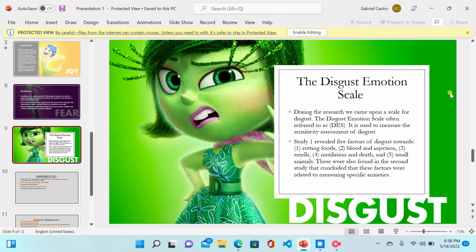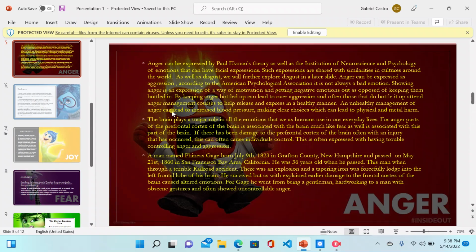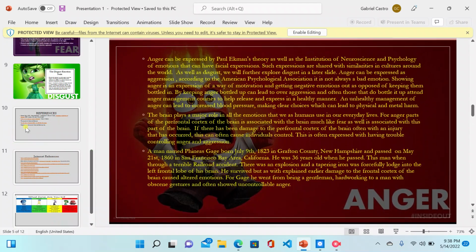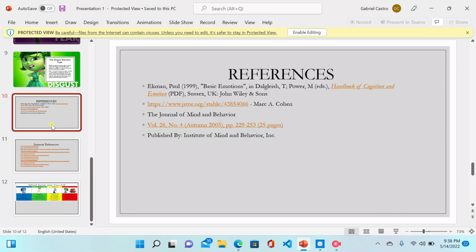We've all experienced disgust. When you eat a food that you don't like, you're disgusted. Everyone goes through disgust, and there's not much you can do when you're disgusted. But that is the end of our slideshow. We covered the 5 emotions, which are anger, fear, disgust, joy, and sadness. Hope you guys enjoyed. Here are our references.